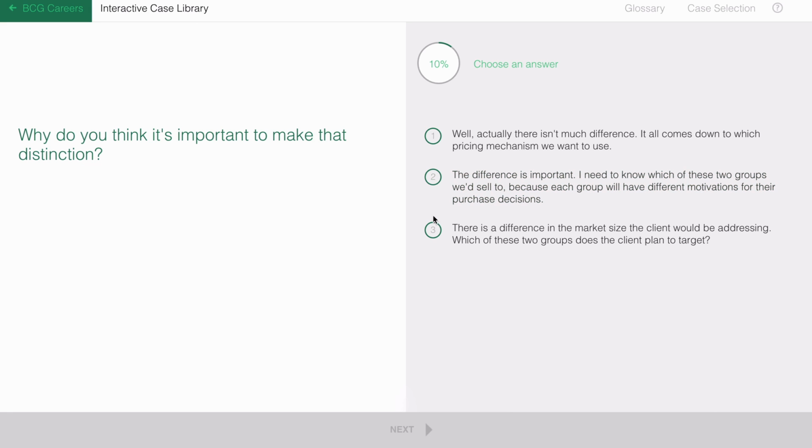But let's just check 3 just in case. There's a difference in the market size the client would be addressing. Which of these two groups does the client plan to target? So again, the market size doesn't really help us determine the price. So 3 is pretty irrelevant. And so we'll go with answer choice 2 here.